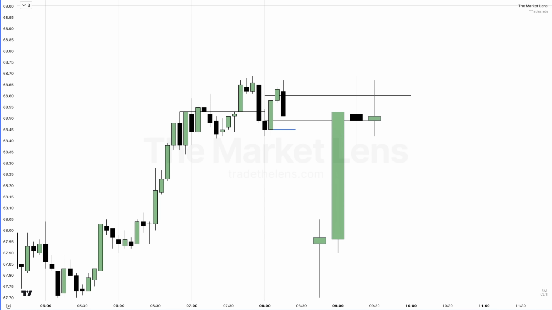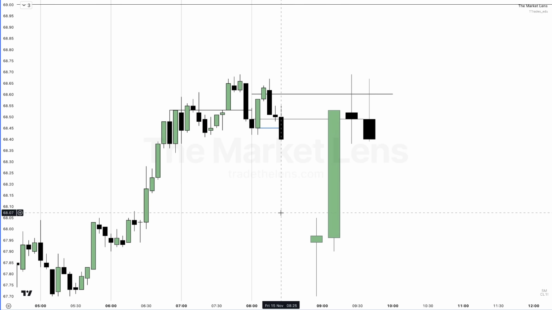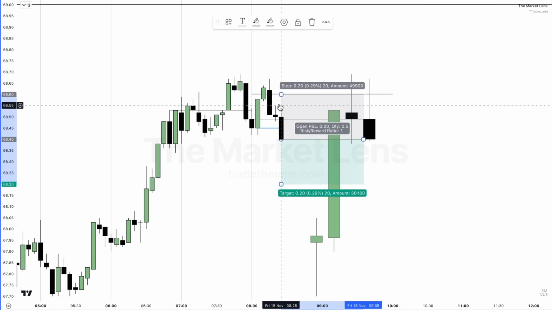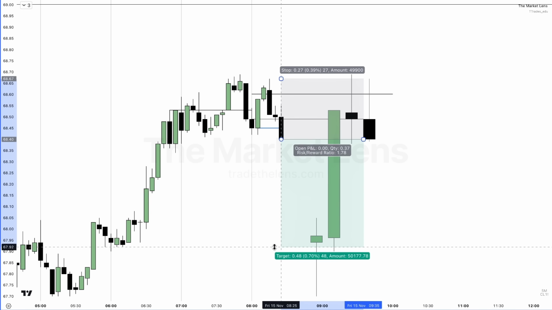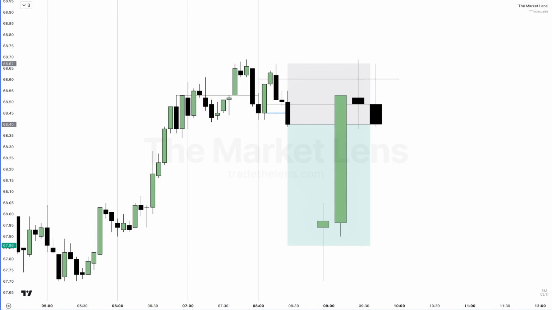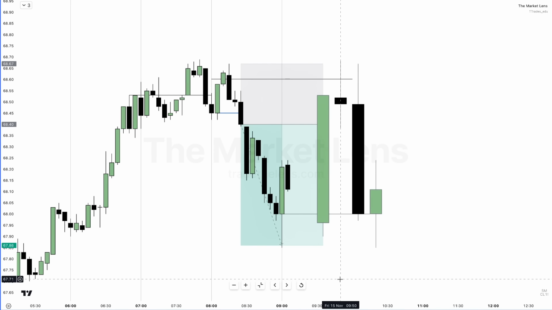So as we let this continue, we do get this close below here. So if I did want to still try this trade out, I could look to enter on the close, my stop on this high, and then targeting 2R. So as we let this play out, you can see there we do go hit 2R.